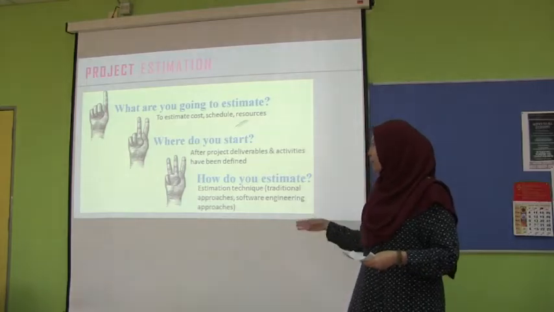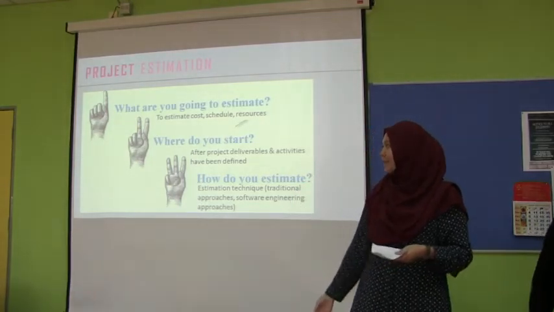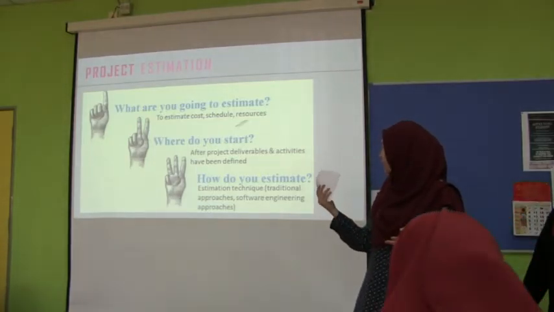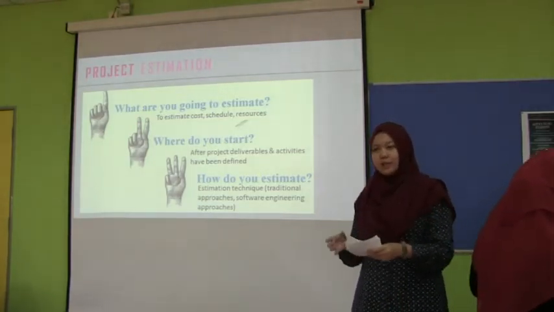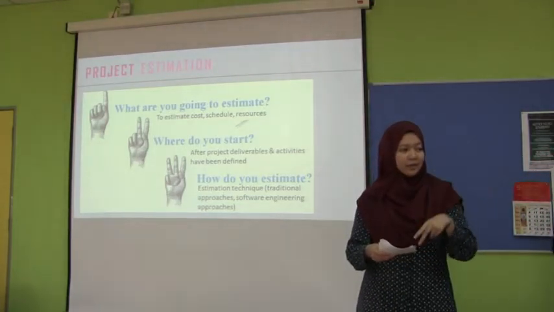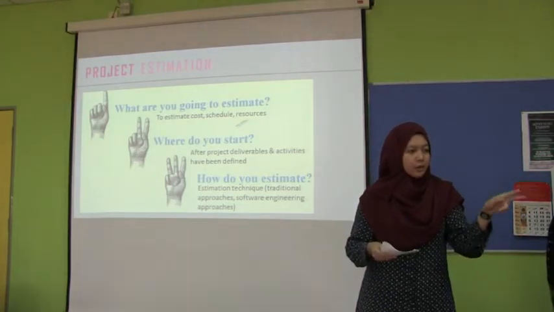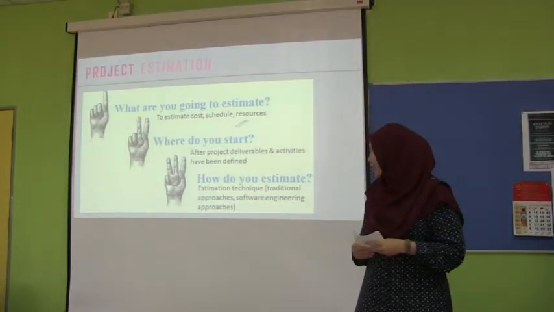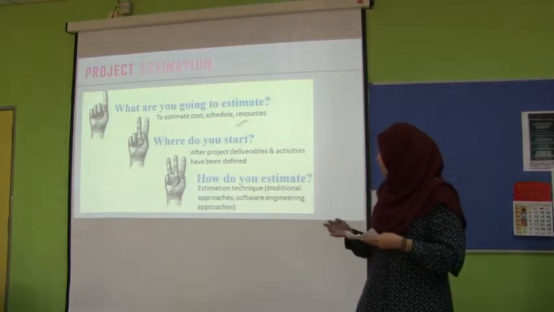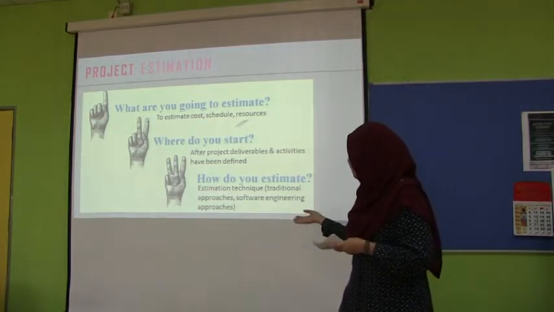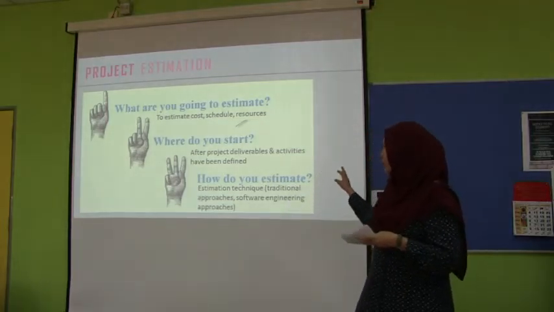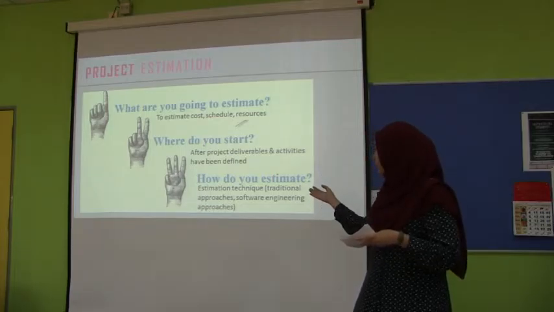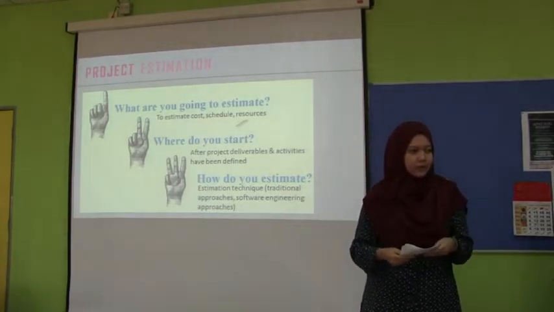Okay, these three questions always arise when we talk about project estimation. First, what are you going to estimate? We want to estimate the cost, schedule, resources, and the complexity of the project. And then the second question, where do you start? Usually, we will start the estimation after the project deliverable and activity have been defined. Next, how do you estimate? We will estimate by using some estimation technique. And in this particular section, we will explain about traditional approaches and software engineering approaches.